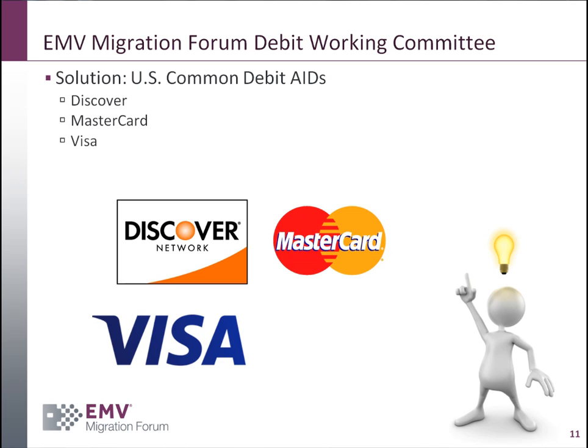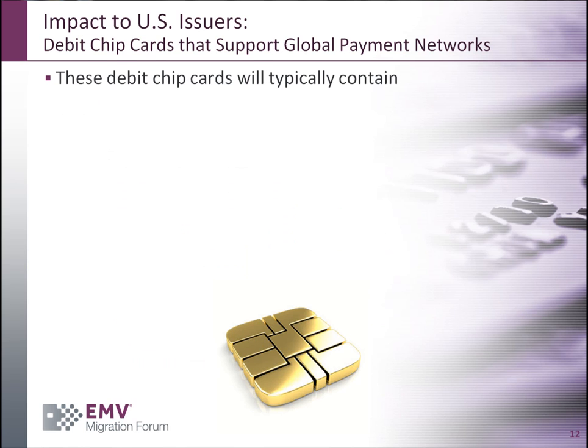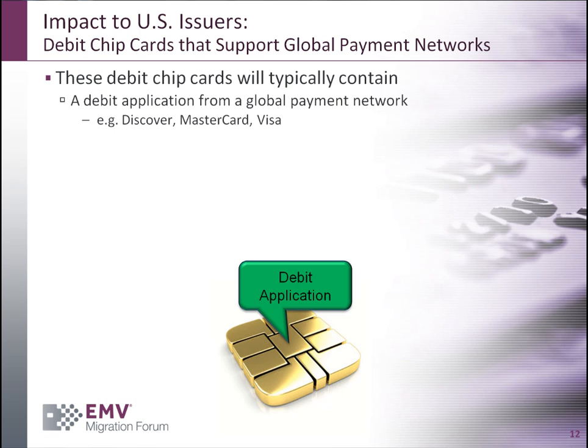American Express does not require dual routing. Therefore, American Express cards will utilize the American Express Global AID and will continue to route as they do today. For cards that do not support one of the global payment networks, a shared Debit AID can be licensed from the Debit Network Alliance. For more information about the Debit Network Alliance, refer to their website using the link shown here.